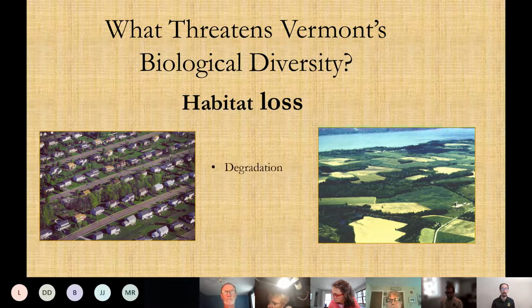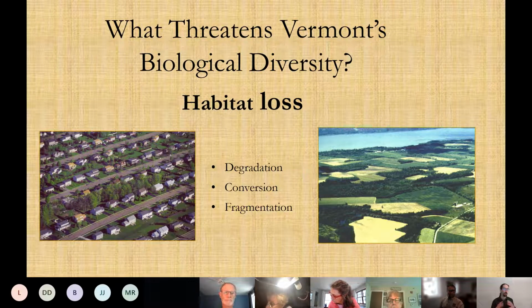There's degradation, which is pollution or invasive species, things that will prevent ecosystems from functioning naturally and healthy. Then there's conversion, which is completely changing a landscape into a new use or development, such as paving or something that just completely transforms the landscape. And there's fragmentation.